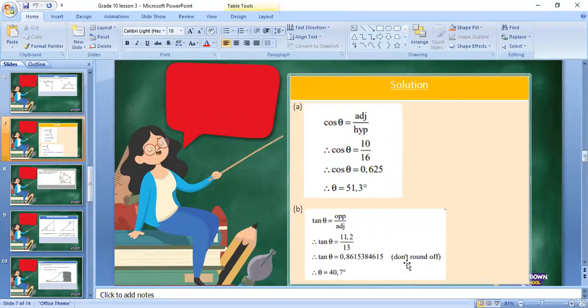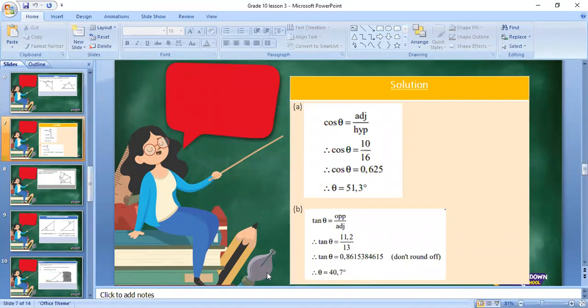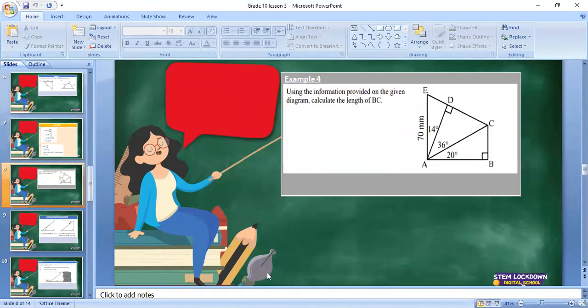Right. So on the next slide, we got this other one again. Using information provided on the given diagram, calculate the length of BC. Calculate the length of BC. So how do you find length BC? So this is length BC.